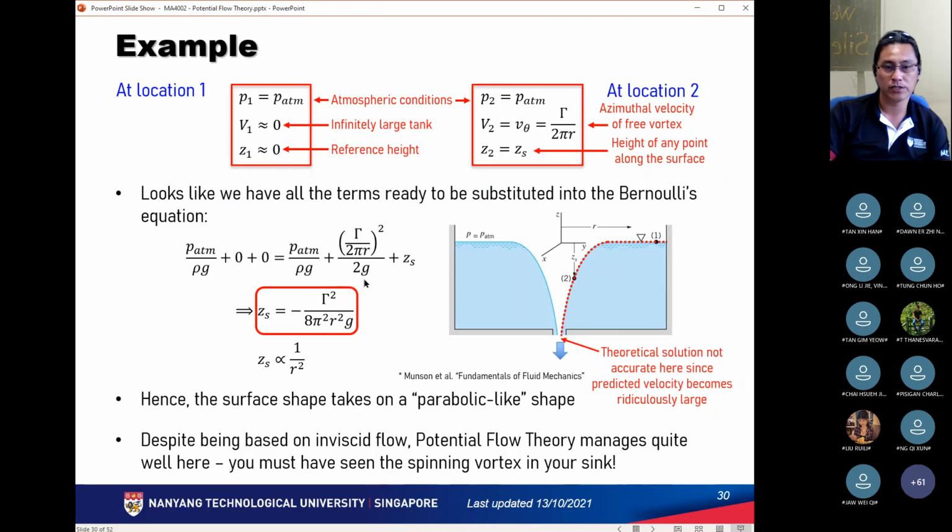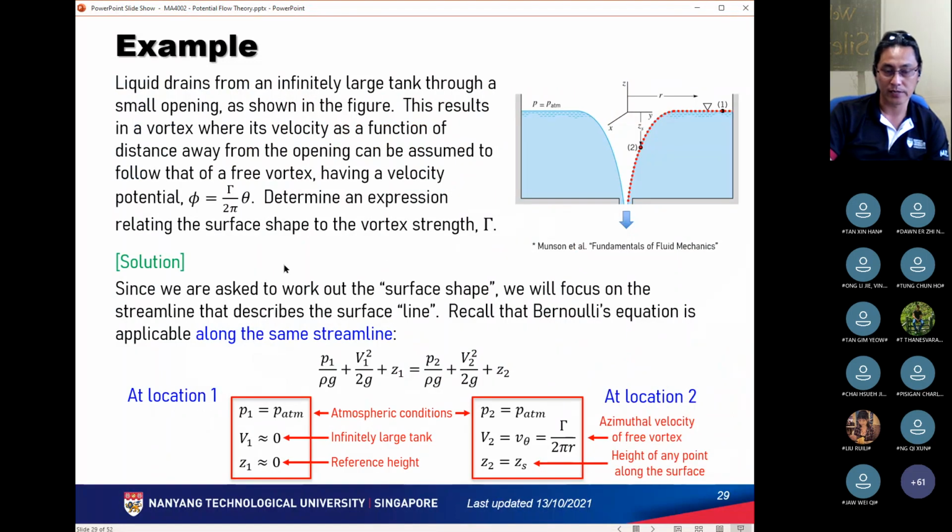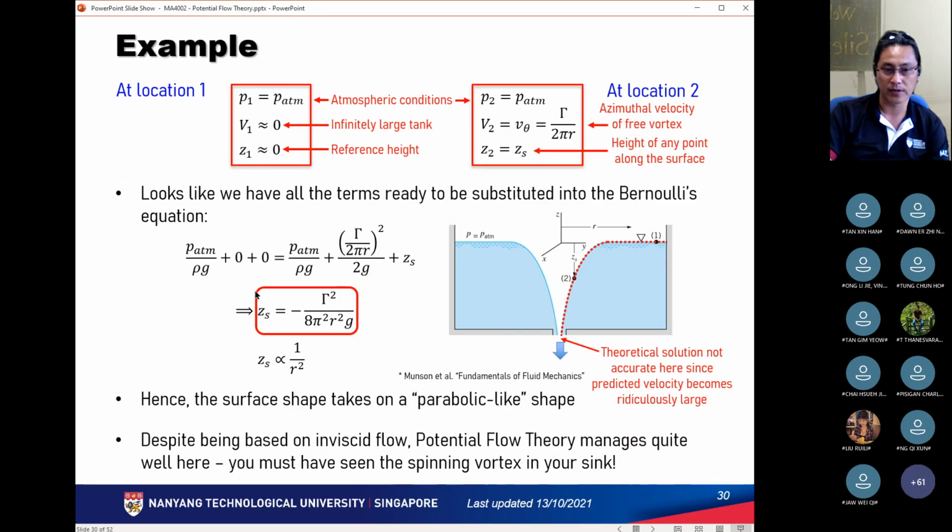On the right-hand side of Bernoulli's equation, P2 is P atmosphere as well. V2, in this case, is this one. So we plug gamma divided by 2 pi r in as V2 here, squared, divided by 2G, plus ZS. Simplify, cancel off the terms that you need to cancel. Eventually, you're going to get an expression: ZS equals minus gamma squared divided by 8 pi squared r squared G. This is the expression that relates the surface shape to the vortex strength gamma, the surface shape being defined by the variation in ZS.